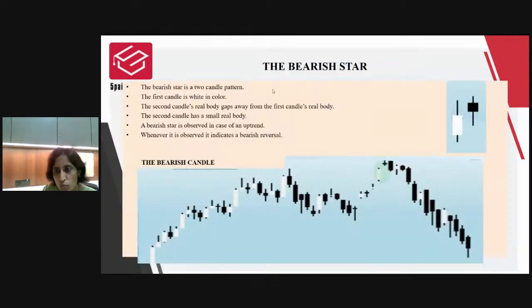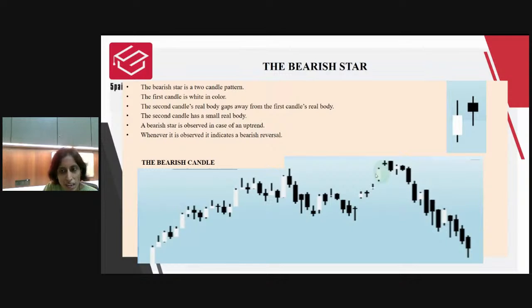Now we move to another chart pattern, which is the bearish star. In a bearish star also you get to see two candles. The first candle is white in color, and the second candle's real body gaps away from the first candle's real body. So the second candle has a small real body, and a bearish star is observed in case of an uptrend, as you can see over here.